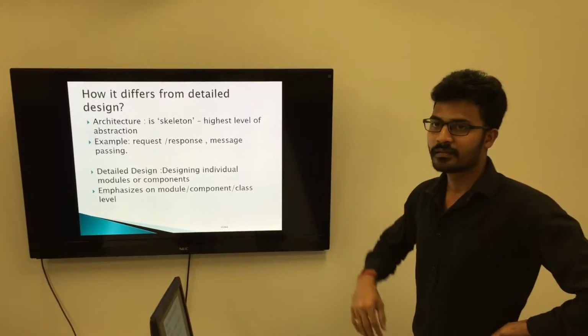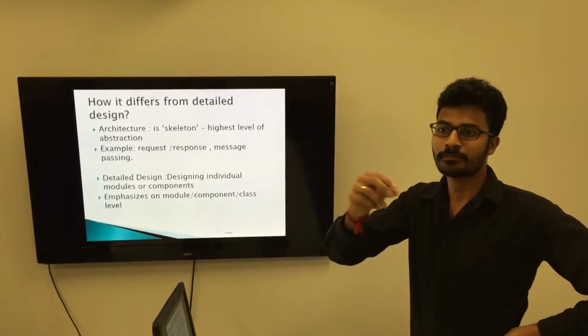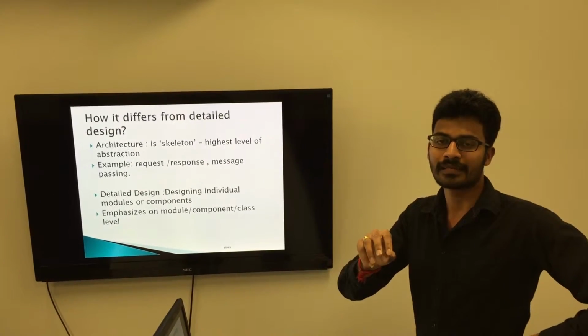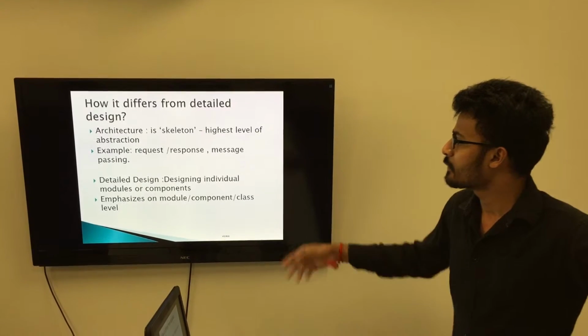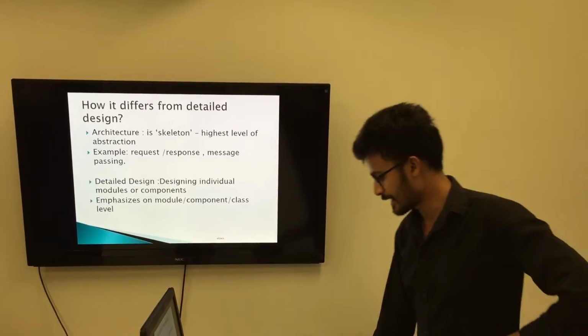Whereas detailed design only concentrates on simpler concepts like classes and how the flow between the classes should occur. All those things are explained in detailed design. It emphasizes the module, component, or class level.